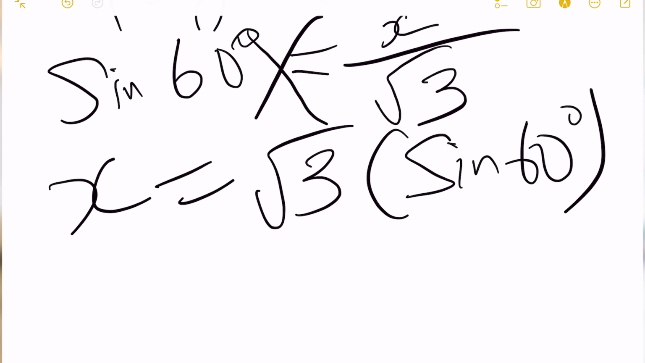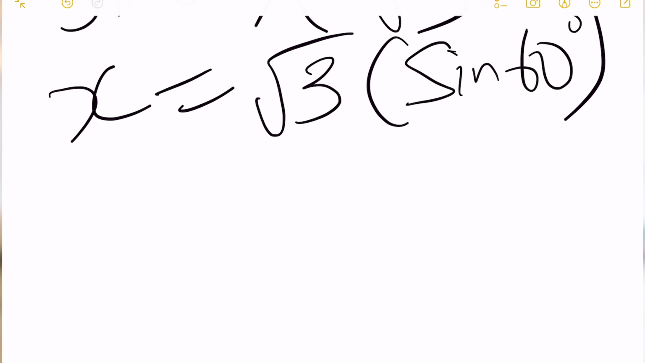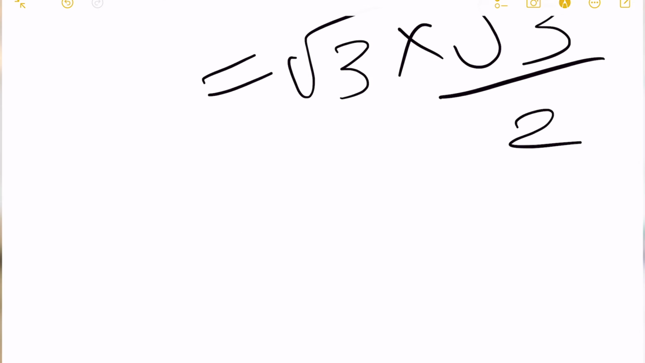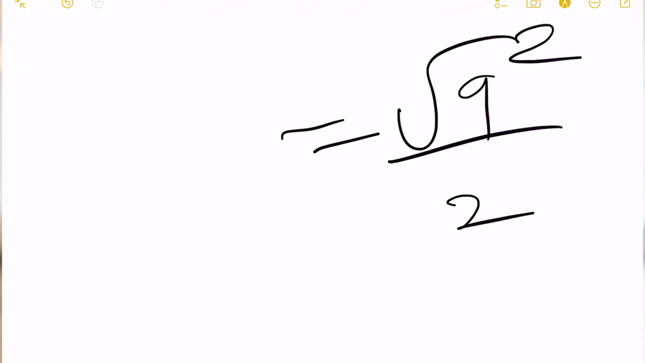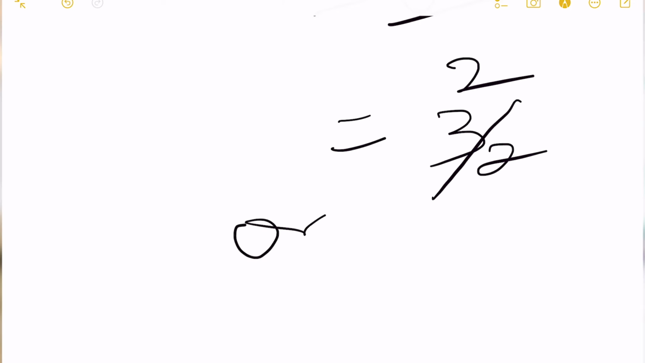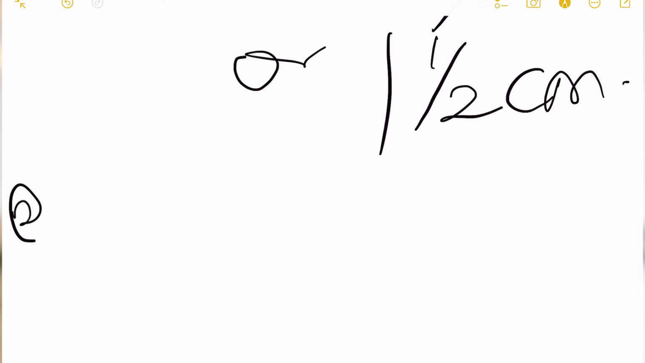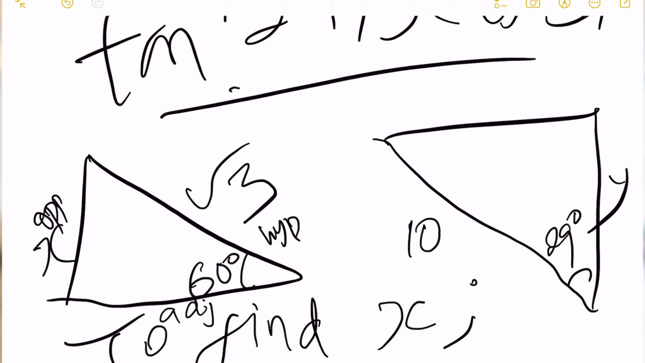And in our trigonometric ratio, we remember that sine 60 degrees is √3/2. So we have this to be √3 times √3/2. And we have this to be √9/2. And our √9 is 3, so 3/2, or 1.5 centimeters. And moving to the next one, we have 29 degrees.